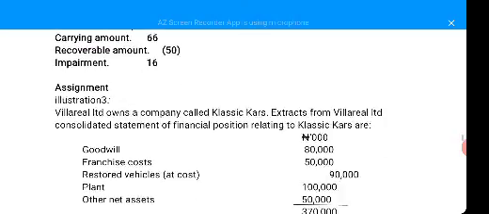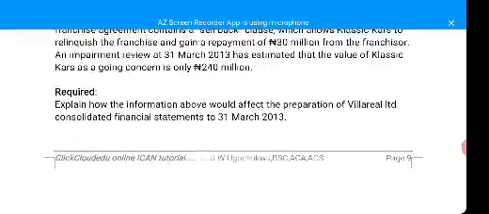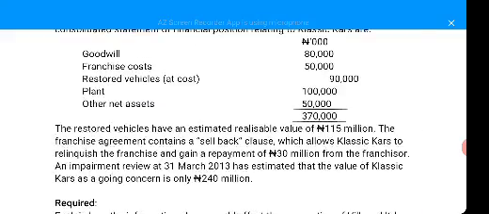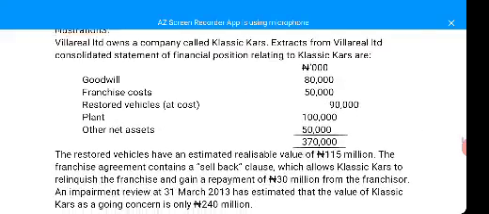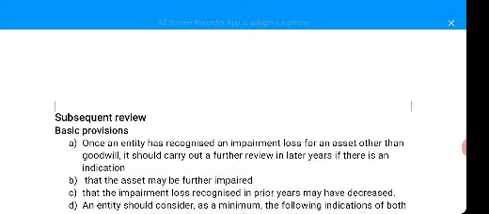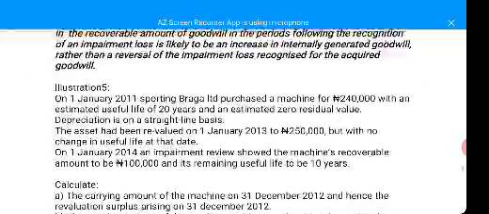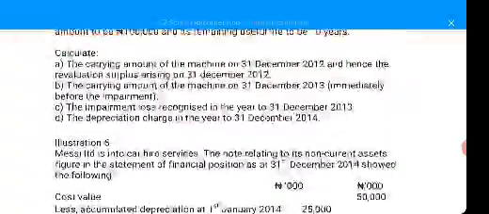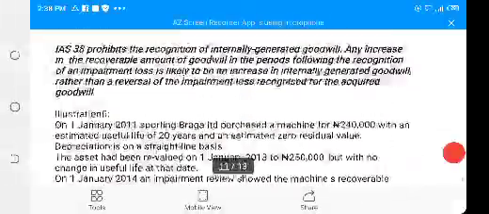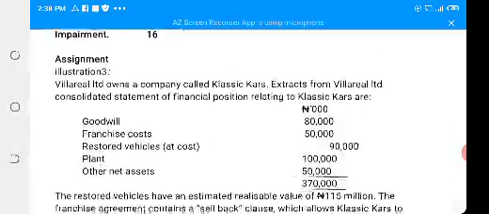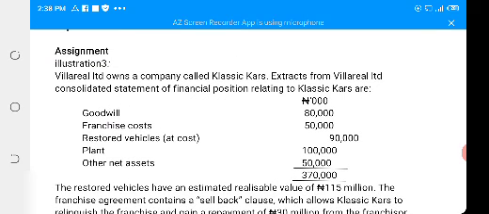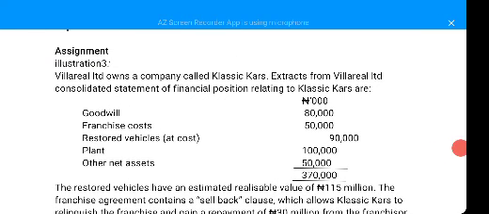So please let's look at this assignment for me. I will submit the assignment in our next class. In our next class we will look at the subsequent review of impairment. So we can read it up. Then we'll look at these two questions, then we call it a day. So please always endeavor to attempt the assignment. That is how we will know if you actually understand the standard or the topic or not.